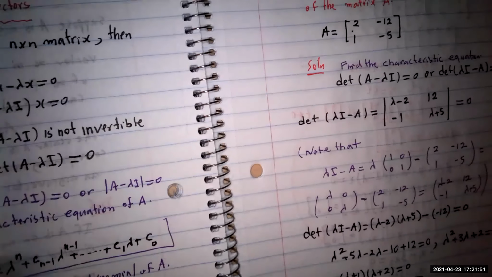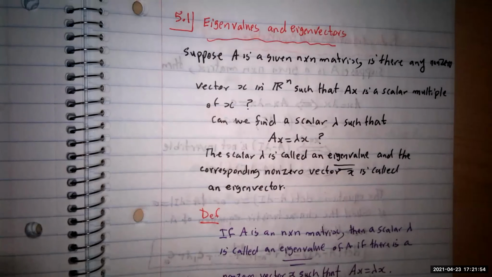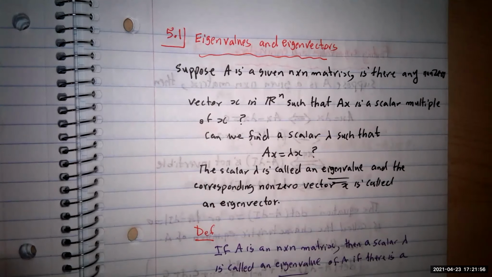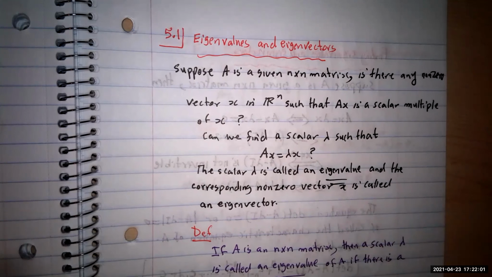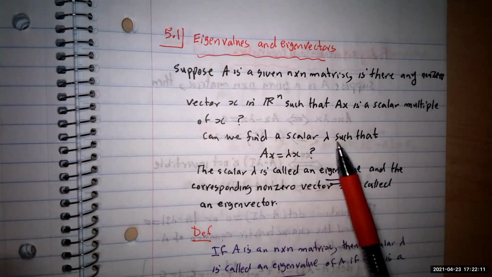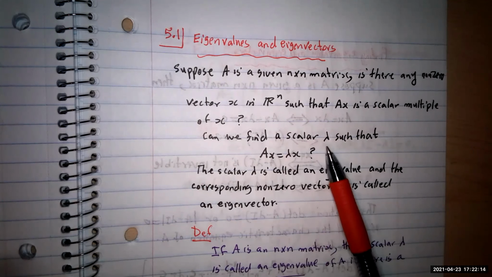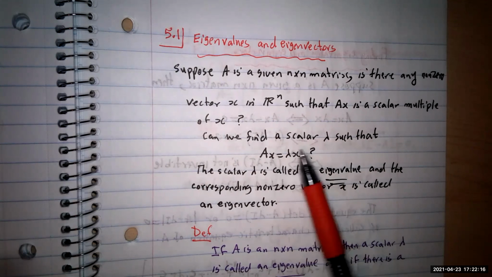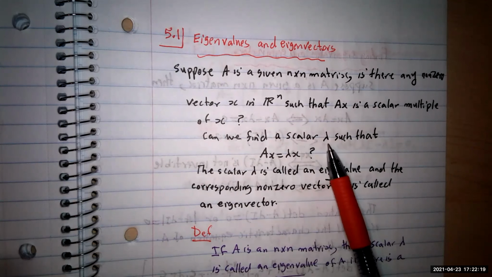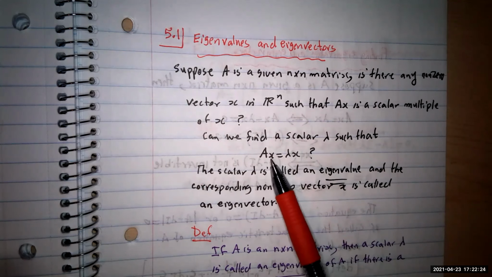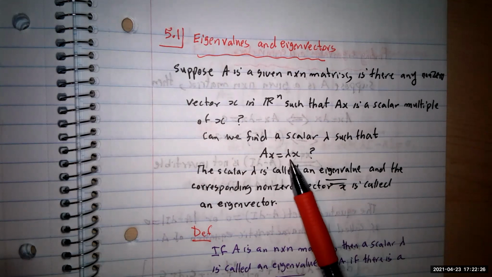We are very much interested in seeing if we can write a matrix as a scalar multiple of a vector, because that makes it very easy to operate with this matrix. If you can find a scalar, a number lambda, it is going to be called an eigenvalue, which means a proper value in German, if you can find a non-zero vector x that satisfies this condition.